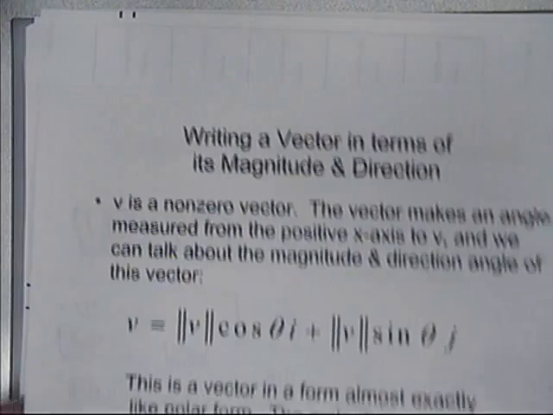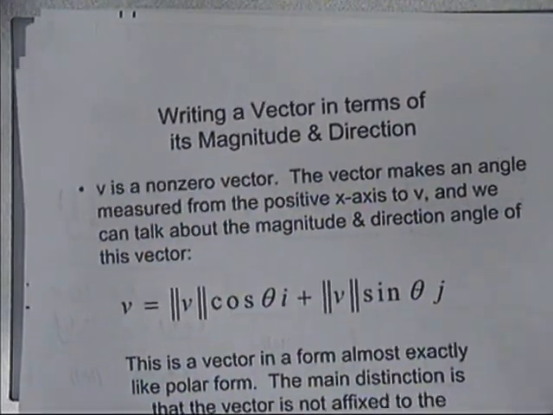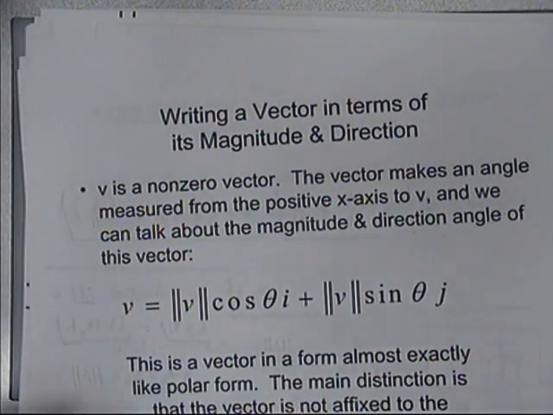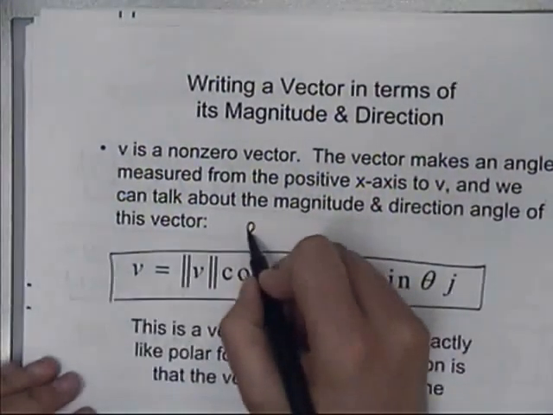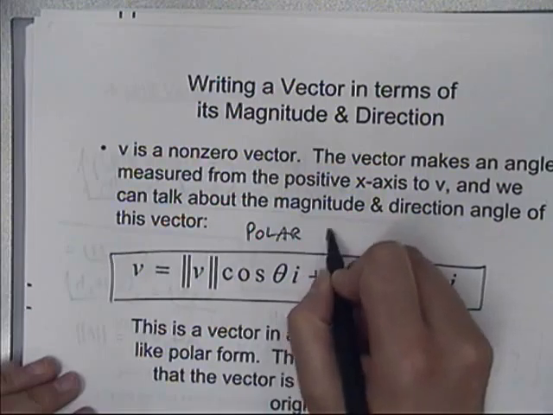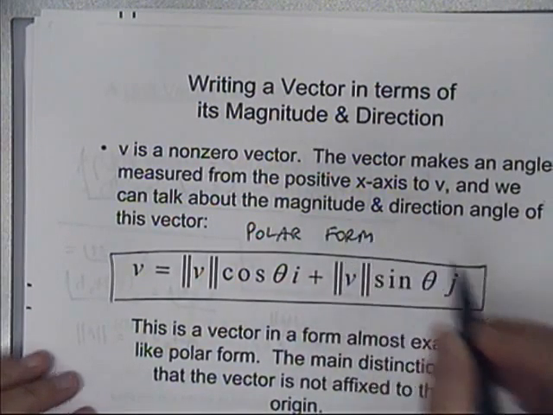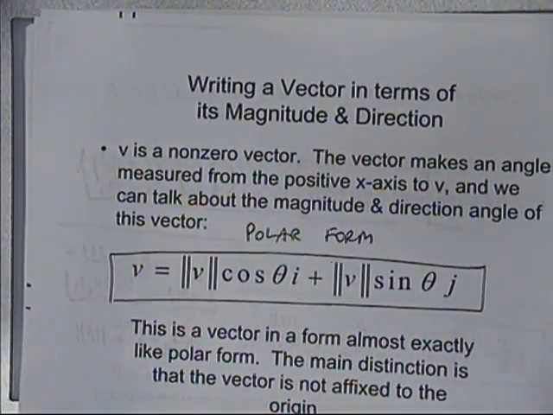Now, this is where it really gets complicated. We can write vectors in polar form. Wow! Okay, this is what a vector looks like when it's in polar form. Writing them like this can be a little bit tricky.